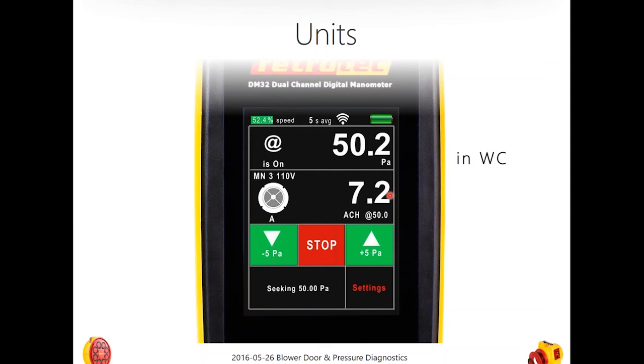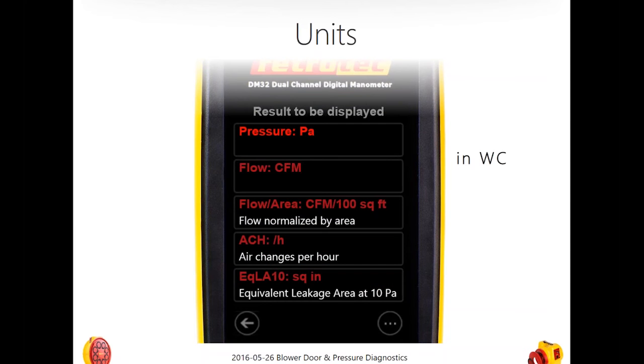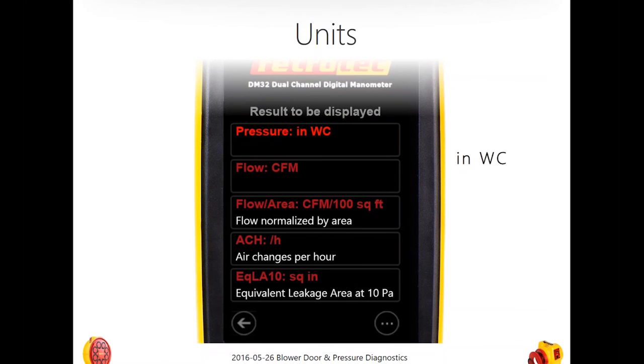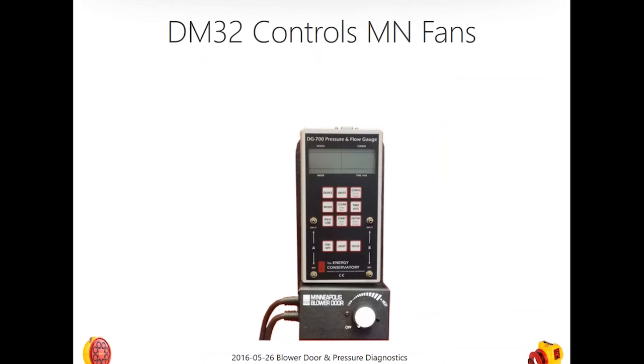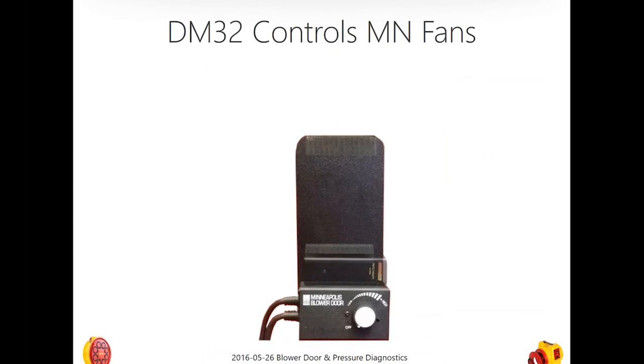Let's not forget, also, I know a few people out there mentioned that they're using Energy Conservatory fans. The DM32 also will control any Minneapolis fan, any Energy Conservatory fan, or you can see the exhaust flow meter, the True Flow Grid, or Duct Blaster. Any of those things it can actually control. You just need an adapter.